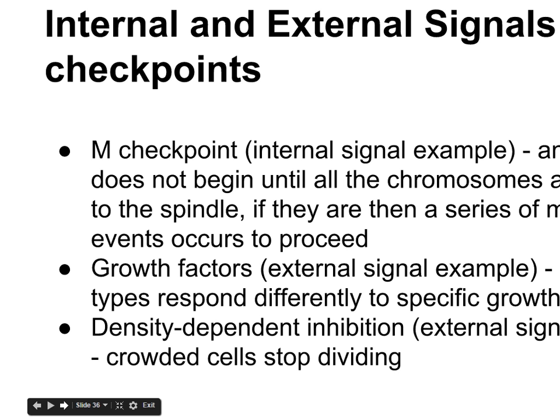M checkpoint is an internal signal example. Anaphase does not begin until all the chromosomes are attached to the spindle. If they are, then a series of molecular events occurs to proceed. Growth factors are an external signal example. Different cell types respond differently to specific growth factors. That would maybe trigger them to either, you need to divide, or, oh, you're a cell that doesn't need to divide. They're not going to get those growth factors.